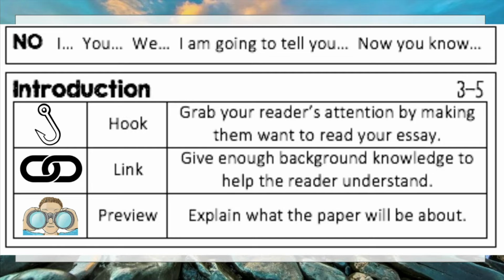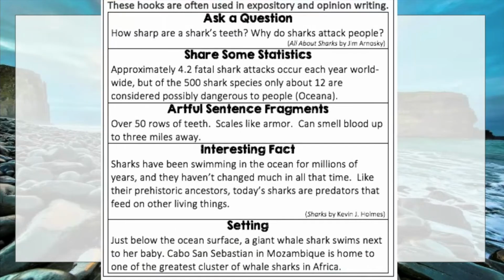The introduction introduces what the essay will be about by first getting the reader's attention. So first there is a hook, which grabs the reader's attention. Then there is a link, which gives the reader a basic definition of what your topic is. And finally, there's a preview, which explains what your paragraphs are about within your essay.